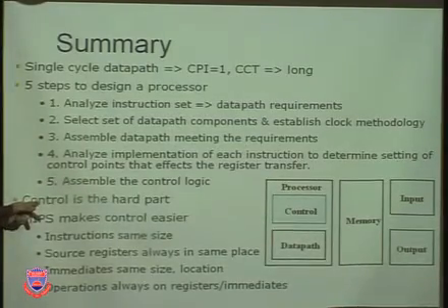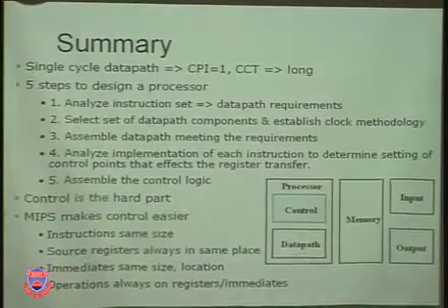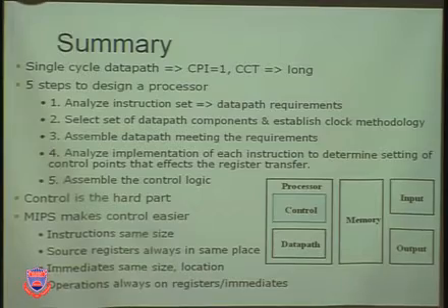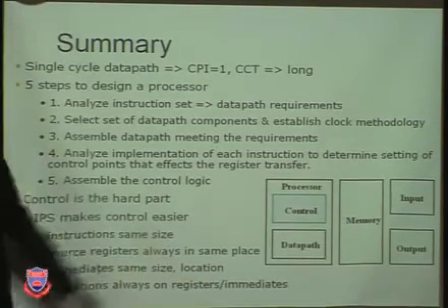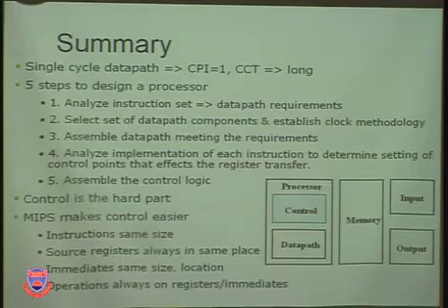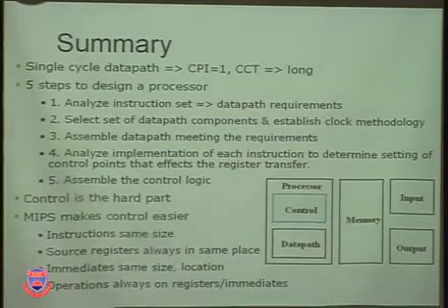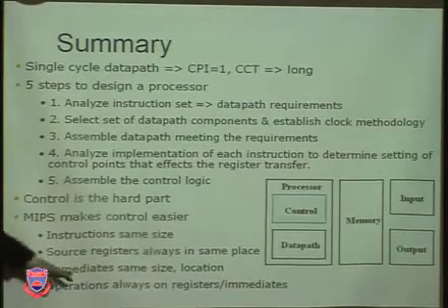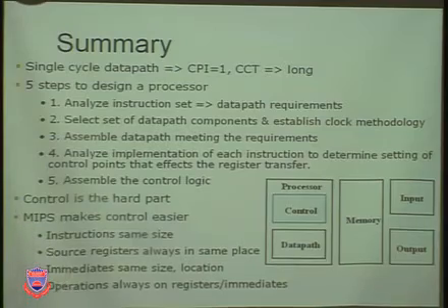Control turned out to be a lot harder than the data path. As you know, we did this first and then this, and we saw the control was a lot more challenging. And yet MIPS makes control easy compared to other architectures because the instructions all have the same size. In Intel, as you remember, they don't have the same size at all. The source registers are always in the same location. That's not true of many architectures. We know where we're going to find RS and RT. The immediates are always the same size, always in the same location. Last 16 bits of the I-type. That's not the case in all architectures at all.